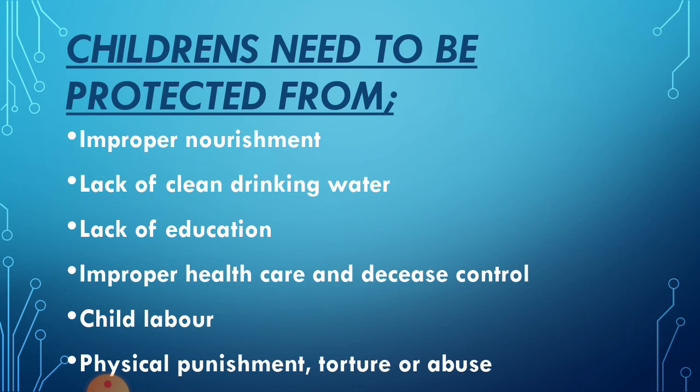Improper nourishment. Many children of Asia and Africa have improper diet. Many children have no clean drinking water and food and proper, secure and clean healthy environment. Government should make setup for proper nourishment of their people, especially children.